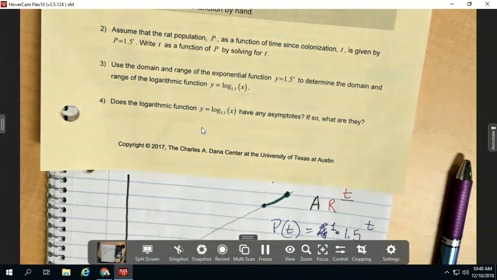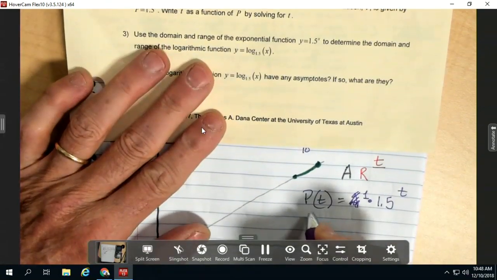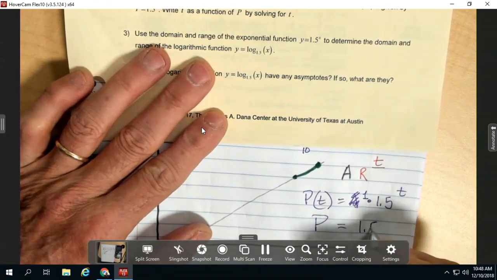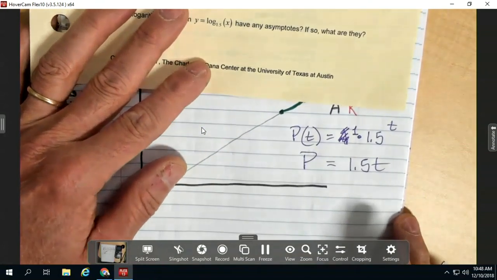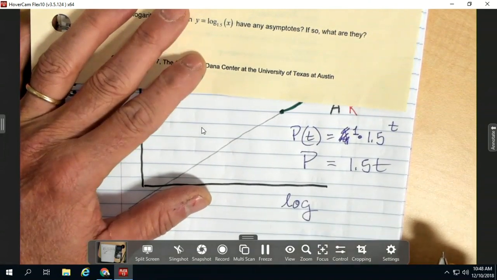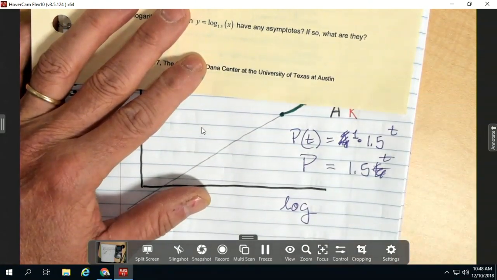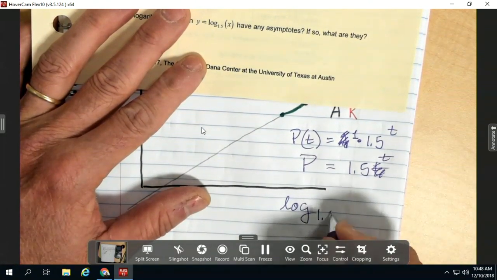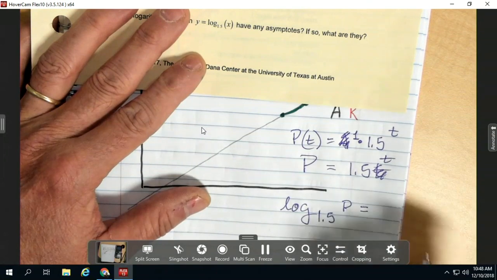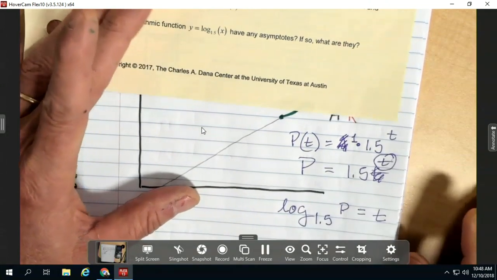Okay. So we've got our growth rate as 1.5 to the t. Let's write this. Well, they say write it not as a function, but let's write this as a logarithm. Log base 1.5 of the population is t. Remember, the logarithm is the exponent.